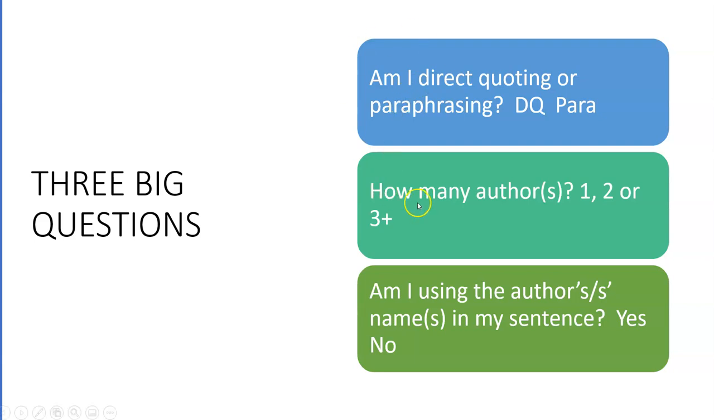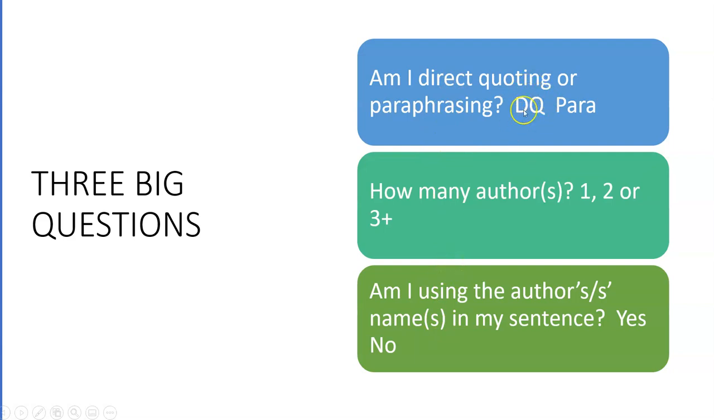You then need to identify how many authors you have in the research source. There are only 3 possible answers to this question: 1, 2, or 3 plus. And then the final question you need to ask yourself is, am I using the author or authors' names in my sentence? Yes or no. Answering these 3 questions is going to identify what pattern you're going to follow for your APA in-text citation.